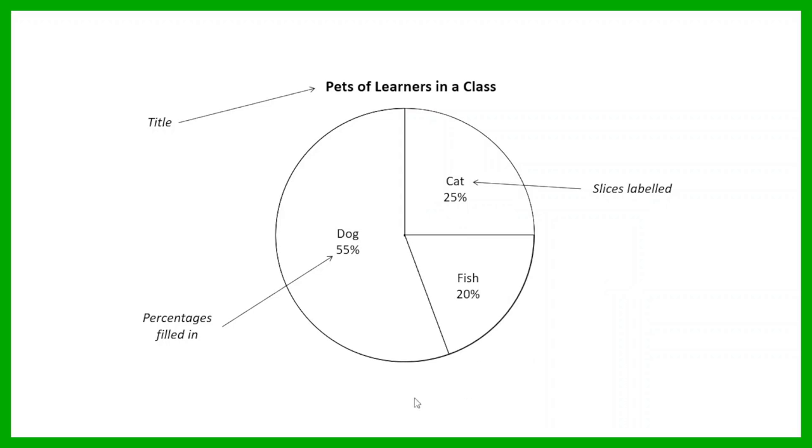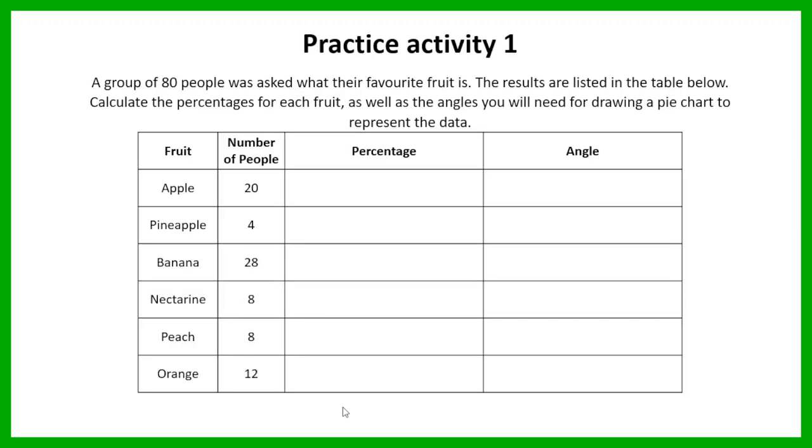Okay, so now let's have a look at the first example that we're going to be doing on pie charts. In this example, it says, a group of 80 people was asked what their favorite fruit is. The results are listed in the table below. Calculate the percentages for each fruit, as well as the angles you will need for drawing a pie chart to represent the data.